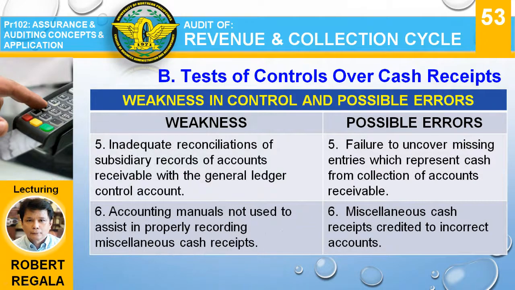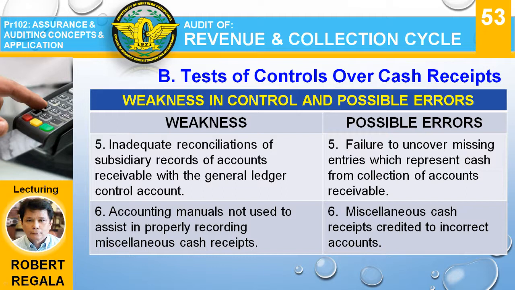Slide 53. Weakness number 5, inadequate reconciliation of subsidiary records of accounts receivable with the general ledger control account. This could lead to failure to uncover missing entries, which represent cash from collection of accounts receivable. For example, when a bookkeeper accidentally or intentionally fails to record a payment on a receivable.